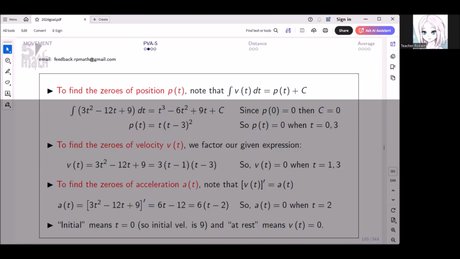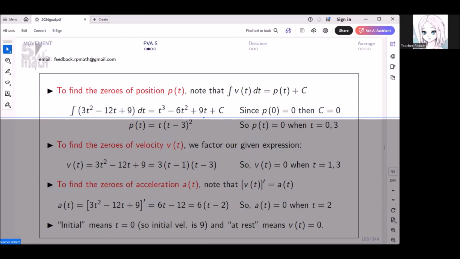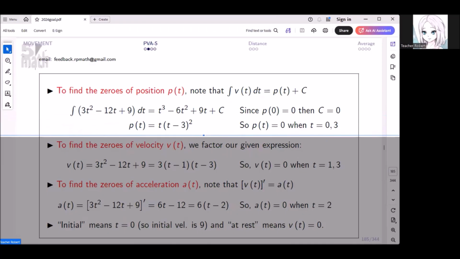To find the zeros of position p of t, note that the integral of v of t dt equals p of t plus c. Since p of 0 equals 0, then c equals 0. So p of t equals 0 when t equals 0 or 3.